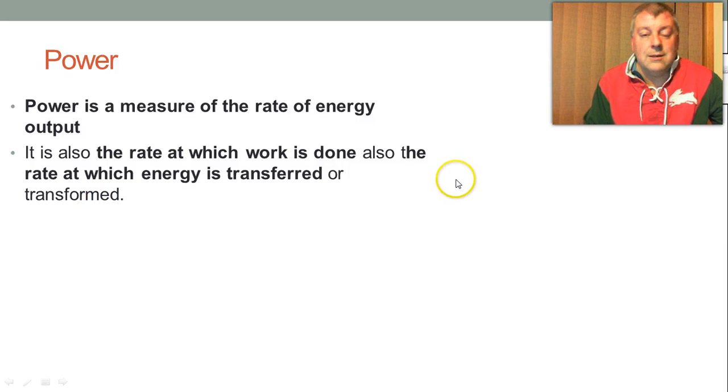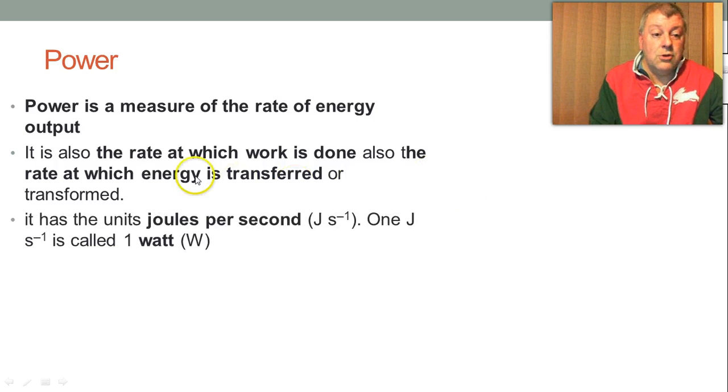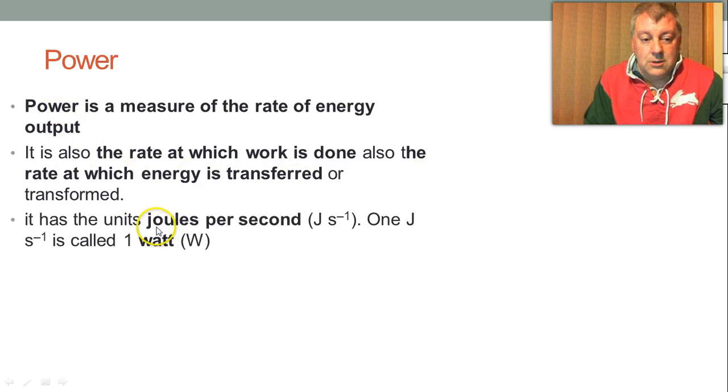And because it's a rate, and because the standard unit of time in physics is a second, the rate is usually per second. And so the units of power, strictly speaking, would be joules per second, joules per second to the minus 1, because energy is in joules and it's a rate, so it's per second. Now, however, we know that 1 joule per second is also called a watt.